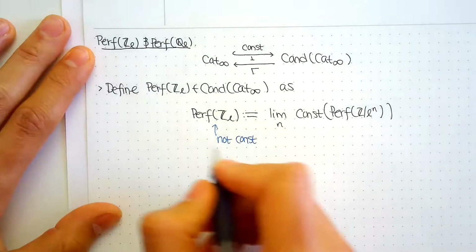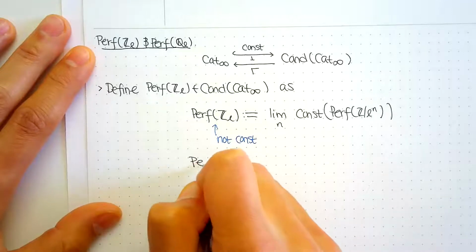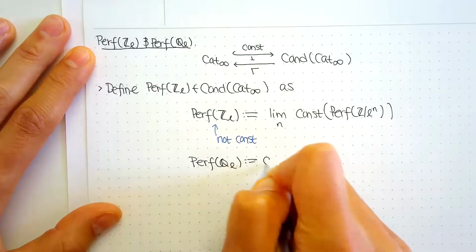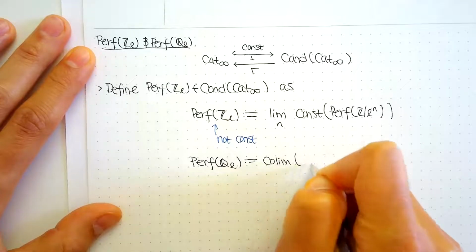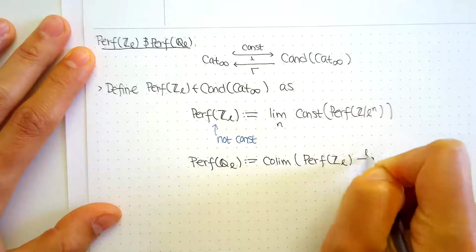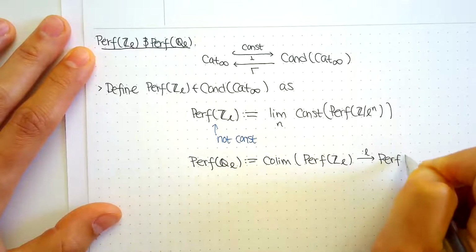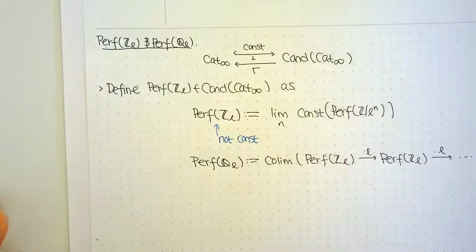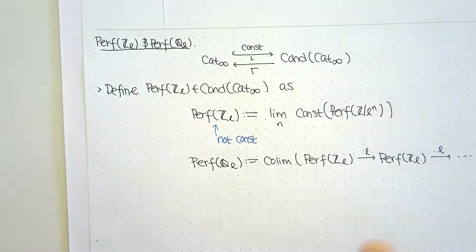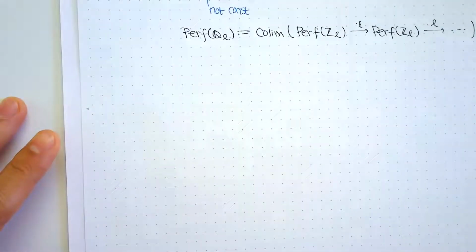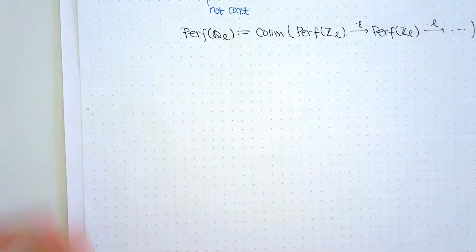its global sections give you what people usually work with as the derived category of Z_l. And similarly, you can define perf Q_l as a colimit of the multiplication by l functors, but now interpreted in this world of condensed categories. So there's a less ad hoc way of doing this, but at least this gives you some definition. And again, this would give you the usual thing.